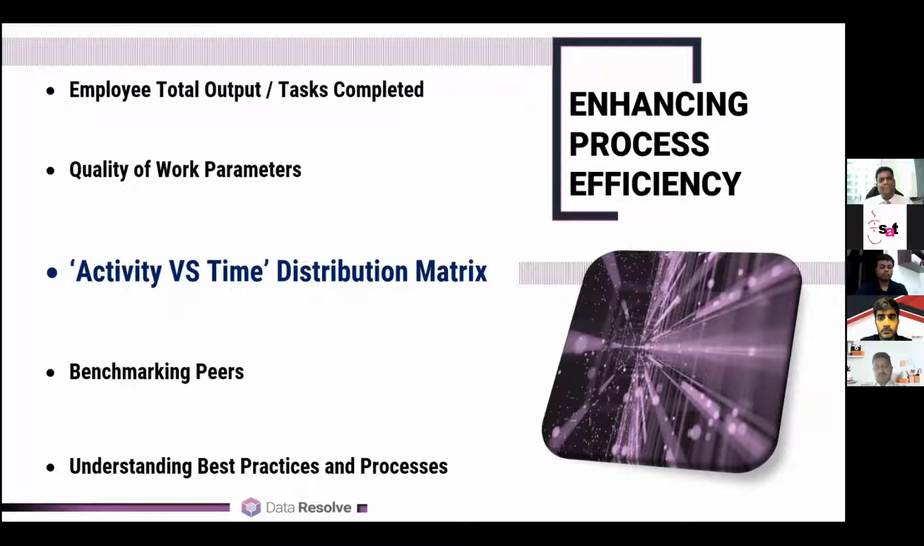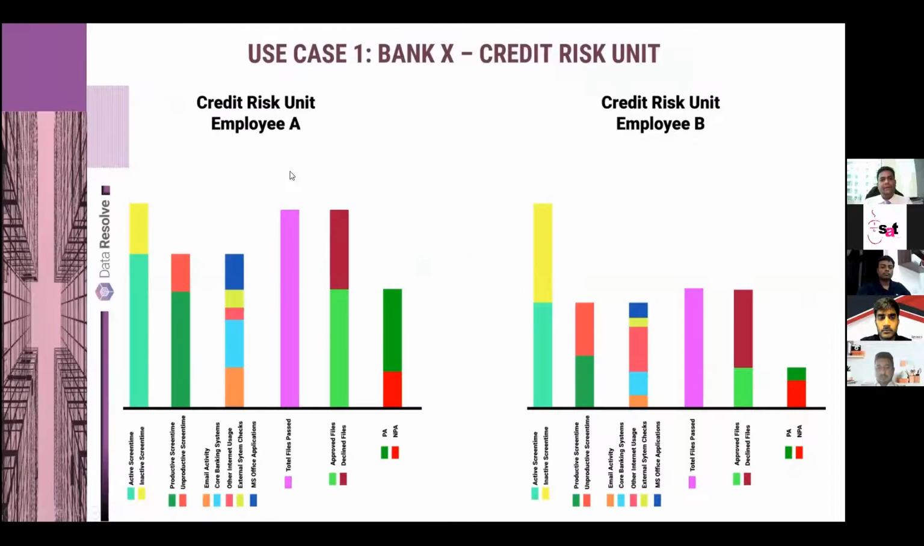So then the third part, activity versus time. Now this is where we give them our data. They already have how much output was created, whether that work is of quality or not. What we tell them is that to produce that output in this quality, they spend time across these different activities. This is one use case we have.